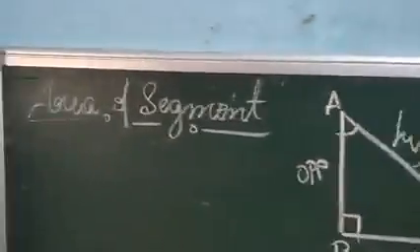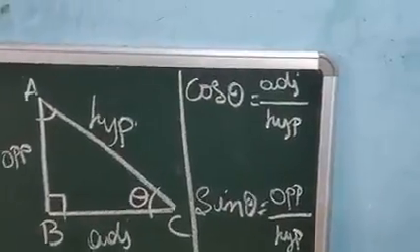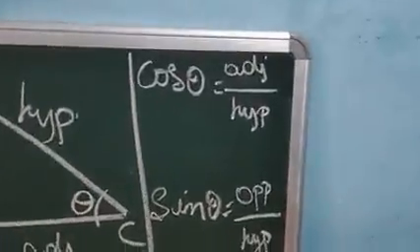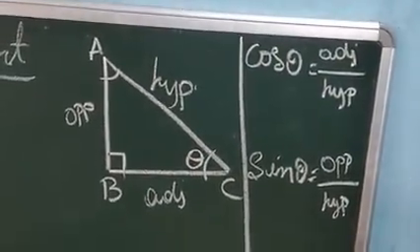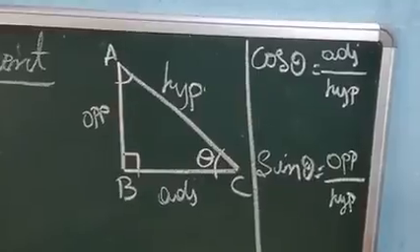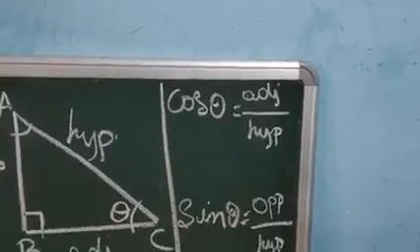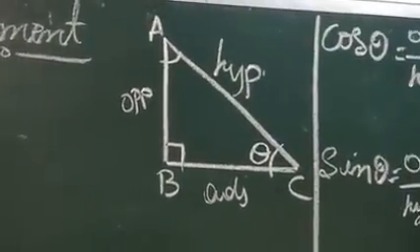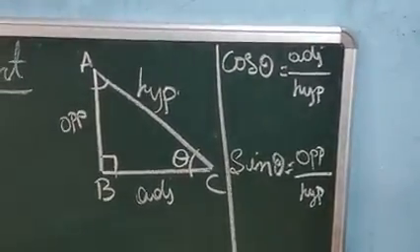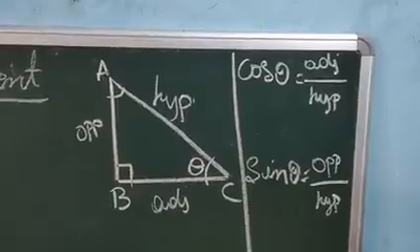Before going to the area of segment problems, you should know these values. Cos theta is equal to adjacent by hypotenuse. Sin theta is equal to opposite by hypotenuse. These are the standard ratios. In detail, we are going to learn them in the Introduction to Trigonometry chapter. Now we should know only these two ratios. Theta is an acute angle, and this is applicable only for a right angled triangle. If you know this much, it is enough. Let us go on to another problem to find the area of a segment.